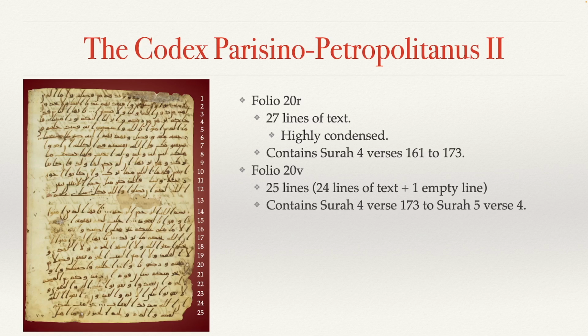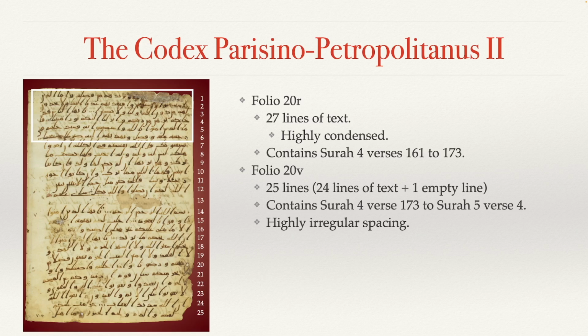Now, let's look at the reverse side of that same folio. Here we have 25 lines, 24 lines of text plus one empty line in order to separate the next surah. This folio contains Surah 4 verse 173 to Surah 5 verse 4. And what we see is a highly irregular spacing. The first 6 lines go into the margins, which is completely novel for the entire codex. And not only do the first 6 lines go into the margins, the line height is also lower than on the rest of the page.